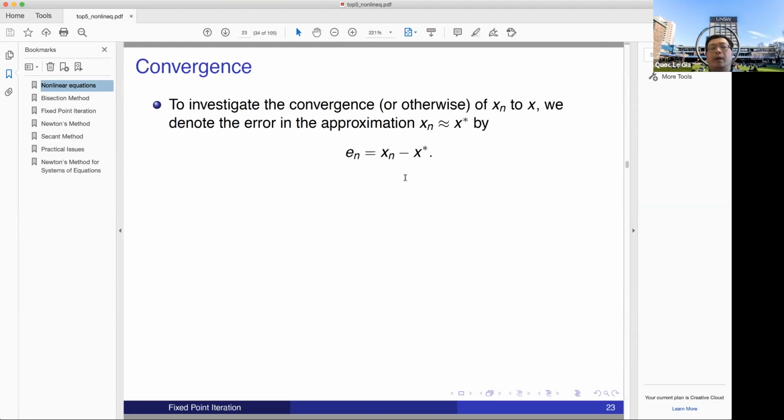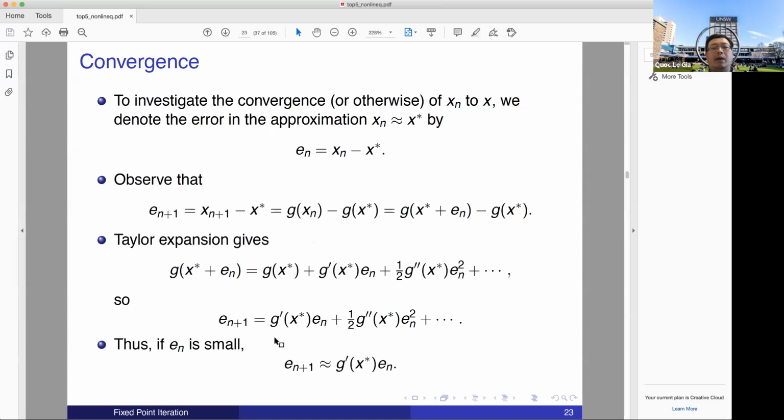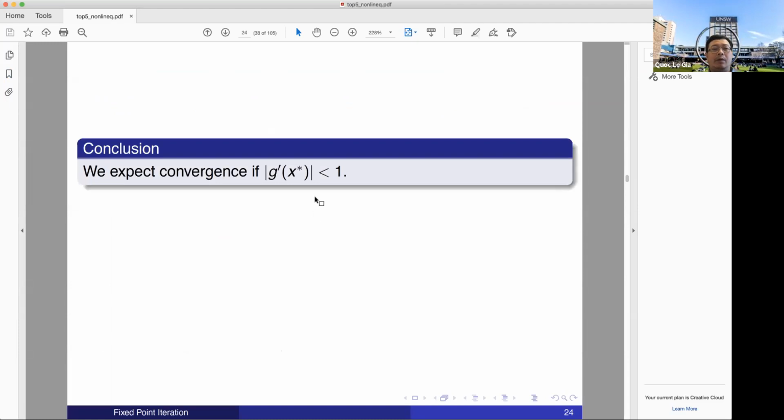Then we use the Taylor expansion to derive that E_{n+1} is roughly G prime at the solution times E_n. So if you want the errors going down every iteration, then the absolute value of G prime of x star has to be less than one. Okay, so we stop right here.